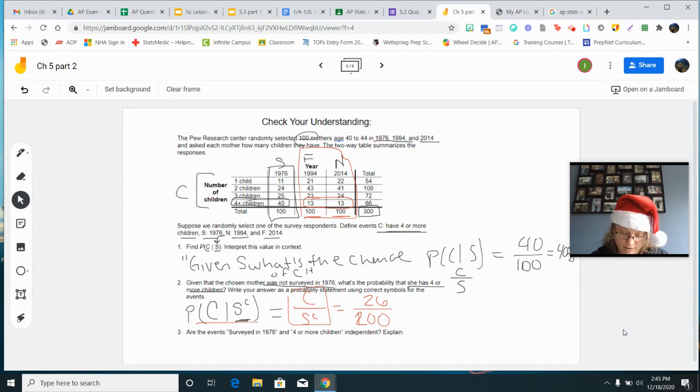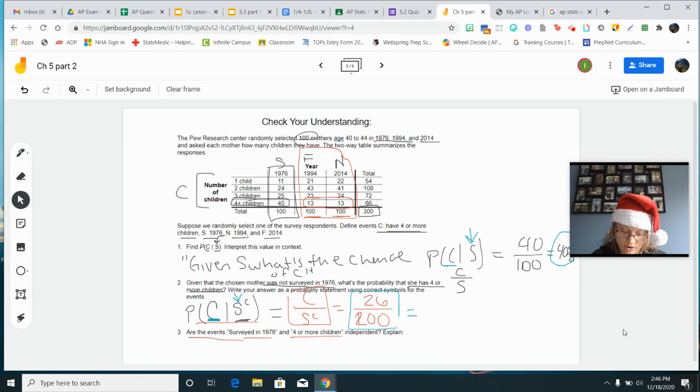What we want to look at is, are the events surveyed in 76 and 4 or more children independent? What I want to think about is I have my event, 4 or more children, with the condition of being in 76 and not being in 76. So I have it with the condition and without it, and I'm looking at 4 kids in either spot. There's a 40% chance here. And then here, 26 out of 200, I can convert that to a decimal, or I kind of know that's not 40%, but you could see that that's not 40%.